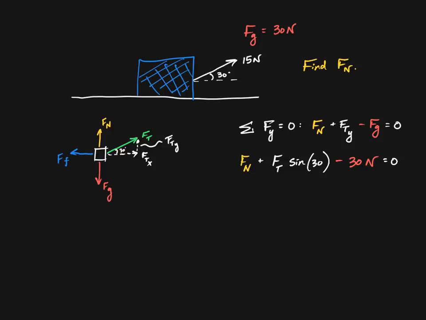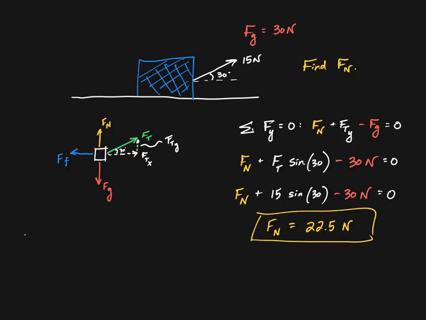Okay, again, I'm going to extend this out even further. So I'm going to have Fn plus 15 times the sine of 30 minus 30 newtons, and that's going to be equal to 0. Now just rearranging this to solve for Fn, then we're going to get normal force is equal to 22.5 newtons.